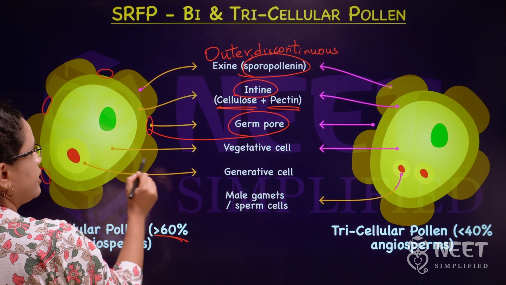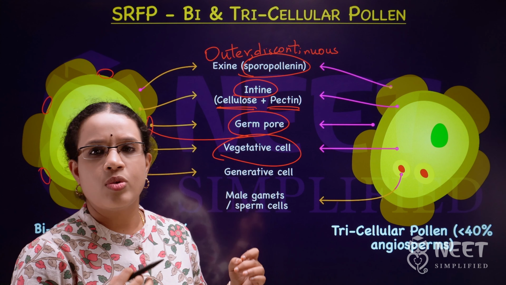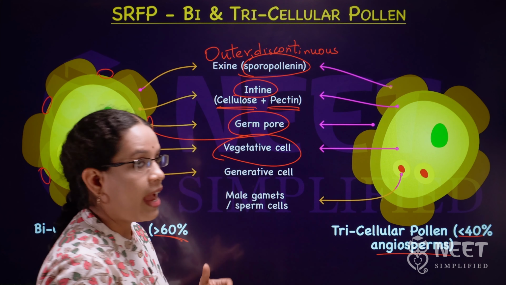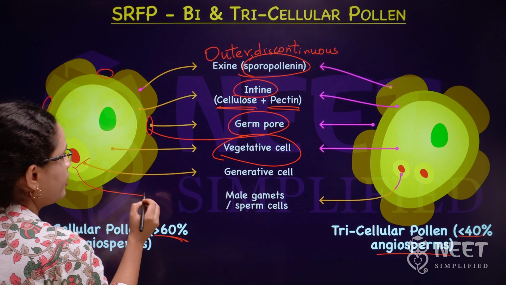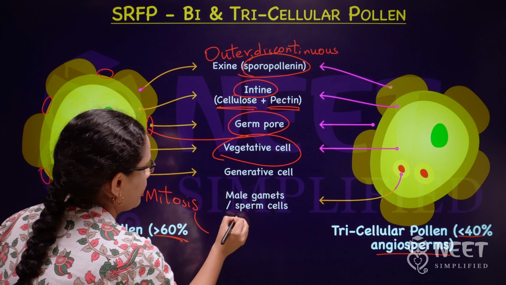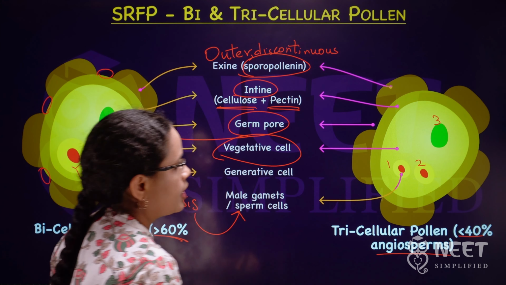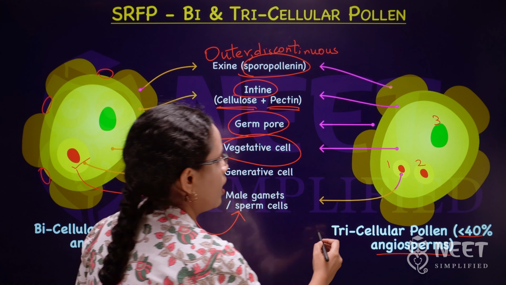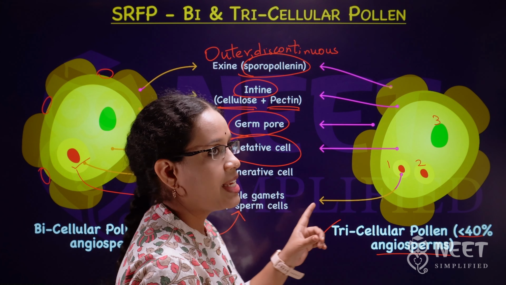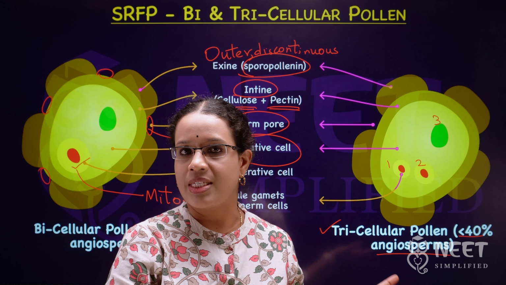Now coming to the vegetative cell, as you have seen so far, and also the generative cell that you have seen. Now in some angiosperms, I mean less than 40% of angiosperms, there is something happening here where this generative cell undergoes mitosis, giving rise to the production of two male gametes, 1 and 2, and we already have the vegetative cell. Now in this stage, this is called the tricellular pollen. So that's how we have the tricellular pollen, and the pollen is released in this stage only in less than 40% angiosperms.